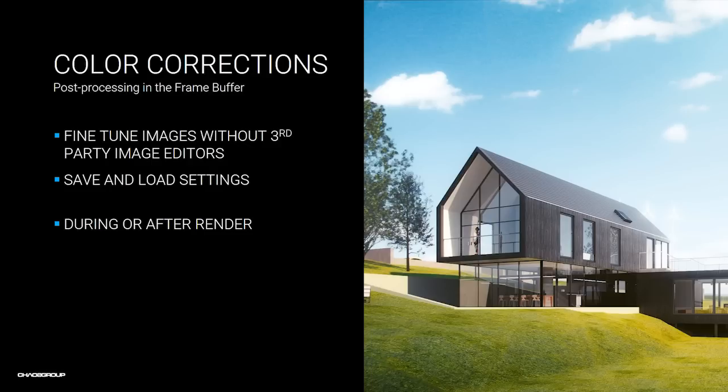And then we also have color corrections. These are the post-processing effects that are available in the frame buffer, which is the render window. And it allows you to easily fine-tune your images without putting the image into a third-party editor such as Photoshop. You can also save and load your correction settings to use in different images. And these adjustments can be made while the rendering is still going or after it is completed without affecting your render time.